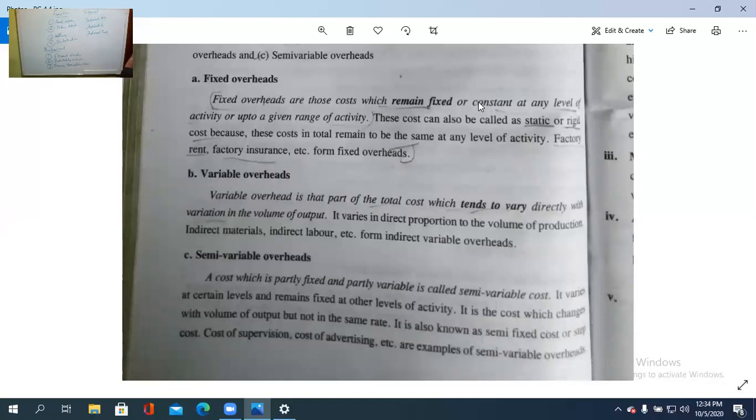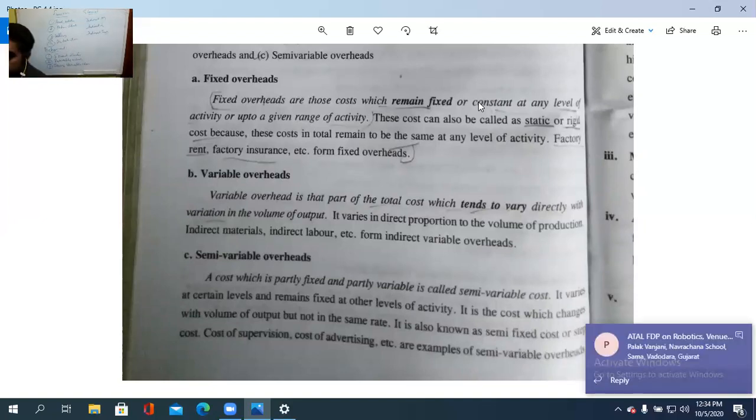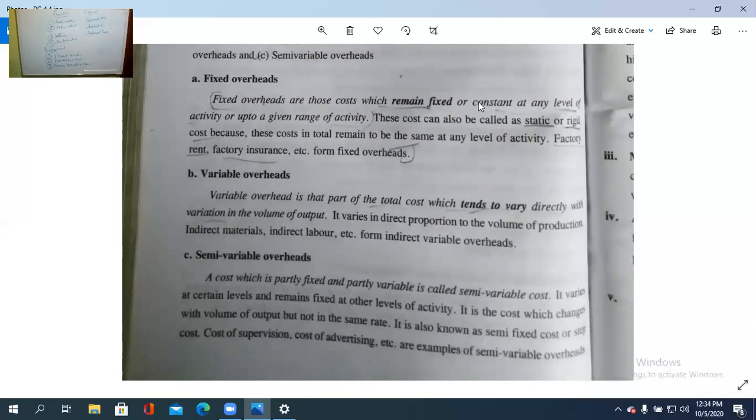So fixed overhead remains constant throughout the period even though there is a variation in the output level. Variable overhead varies according to the output level, and half variable and half fixed is semi-variable. For example, the telephone bill: the rental charges will always be fixed, and the calling charges vary with the calls made. So that is semi-variable. That is the behavioral classification.